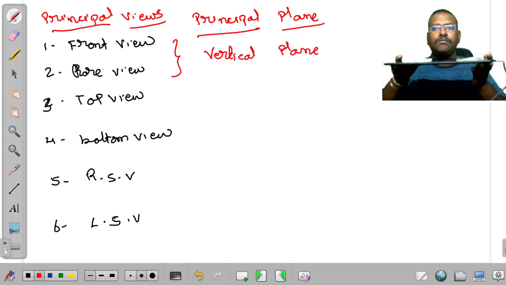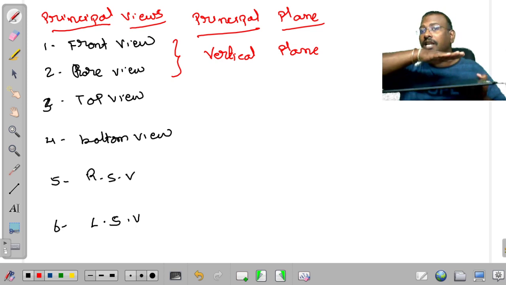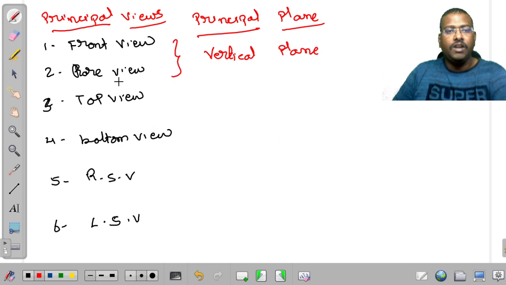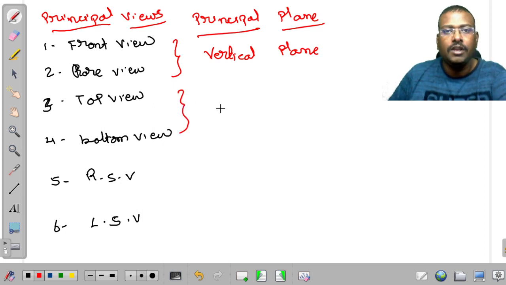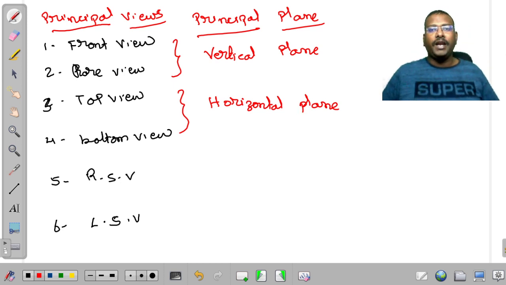How is this plane, sir? For the floor, it is parallel. So the floor is considered as horizontal. That is why top view and bottom view will fall on which plane? It falls on the horizontal plane.